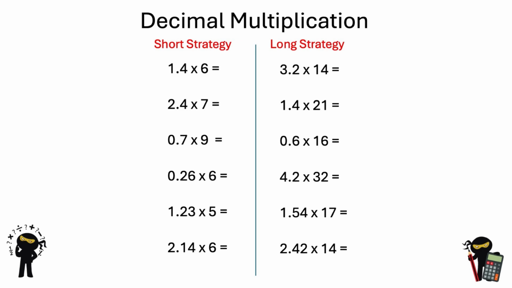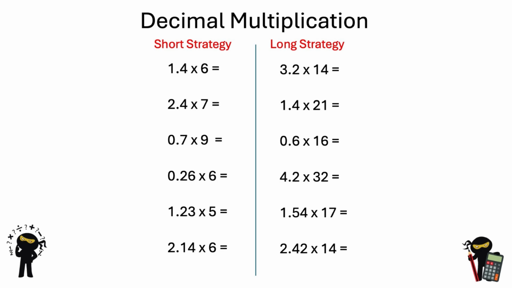So to finish this session, we've got some different questions for you to have a go at. There's not too many this week. There's 1, 2, 3, 4, 5, 6. We've got 12 in total. These ones are the shorter strategy. So again, it's multiplying by that single digit number, so we can set it out. And there's no reason for the placeholder zeros, because we're just multiplying by a single digit.